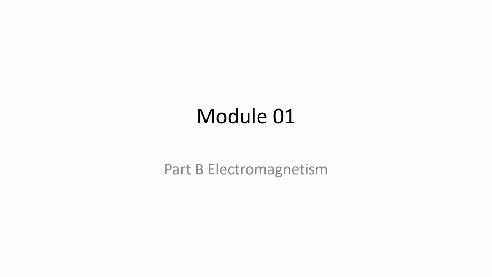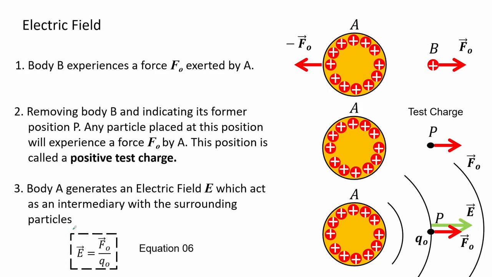In this module we continue to discuss electromagnetism and its applications and theories. Electric field is generated by a charge or charges in space. When a body B is placed near a body A, it experiences a force F. When both bodies are positive, they will have a repulsive interaction.